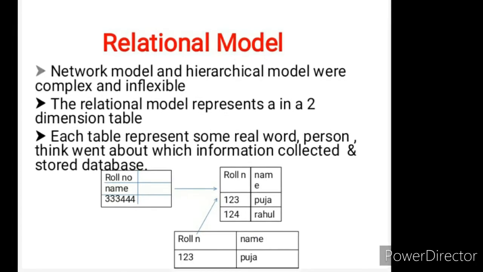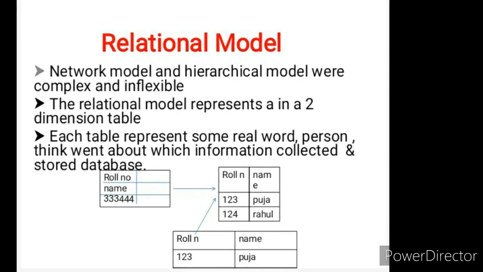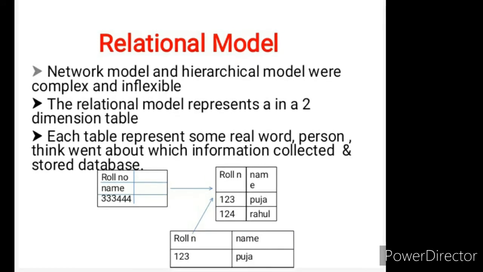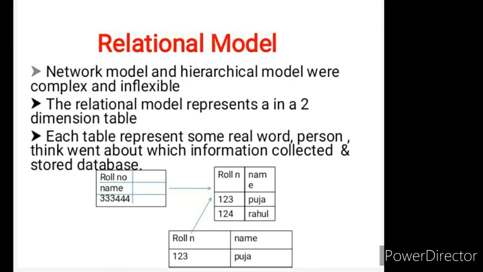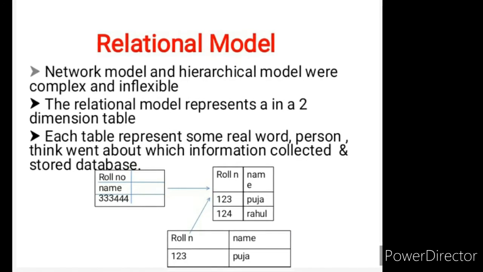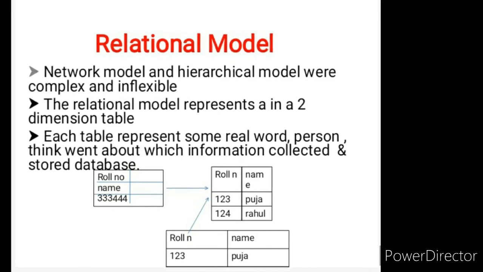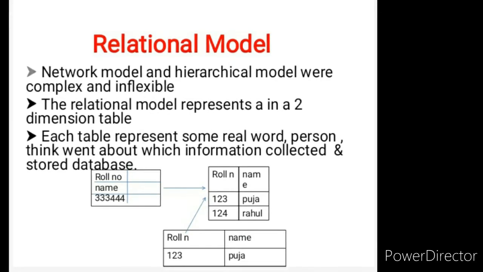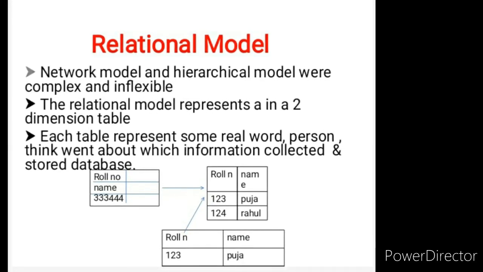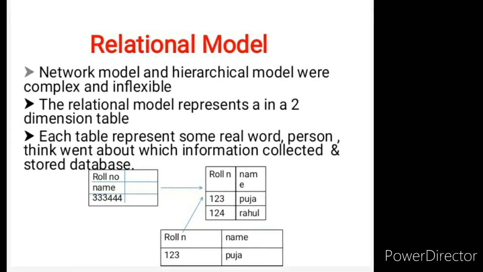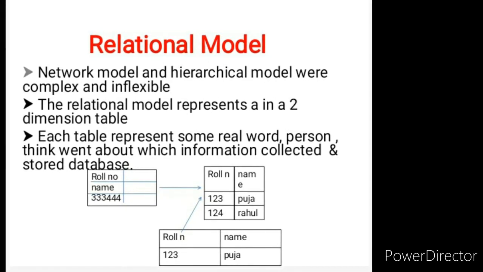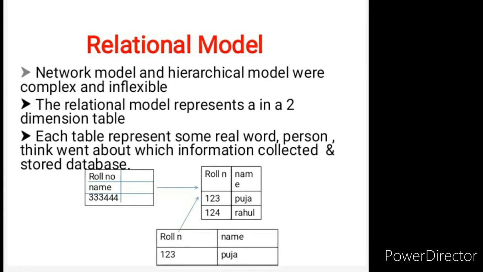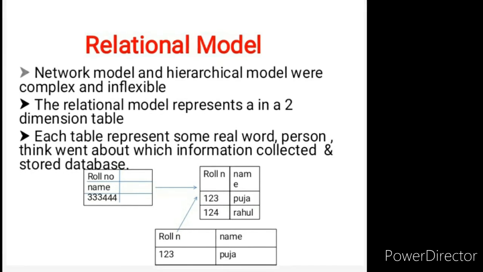Each label represents some real world person, place, thing, or event about which information is collected and stored in the database. All these things are stored in a database. This is called an entity. All entities are represented as tables. You can store any information about any person or any place. This information is referred to as an entity and creates a table.